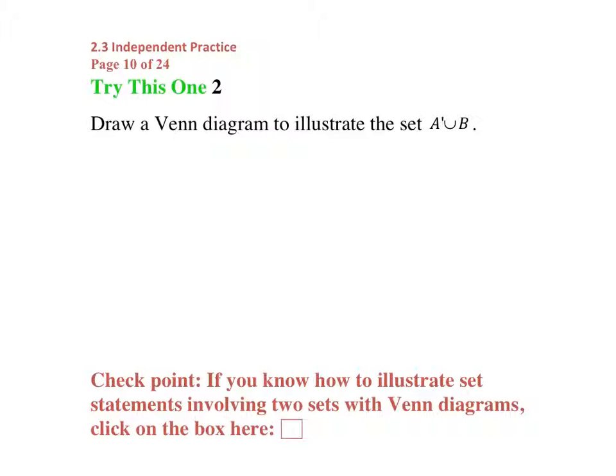Try this one too. Draw a Venn diagram to illustrate the set A complement union B. And after that, come back to this sheet of paper. If you know how to illustrate a set statement involving two sets with Venn diagrams, then you need to click on this box here on your note and I'll check it. So that's our first video, and make sure that you finish this by Tuesday. Thank you guys.